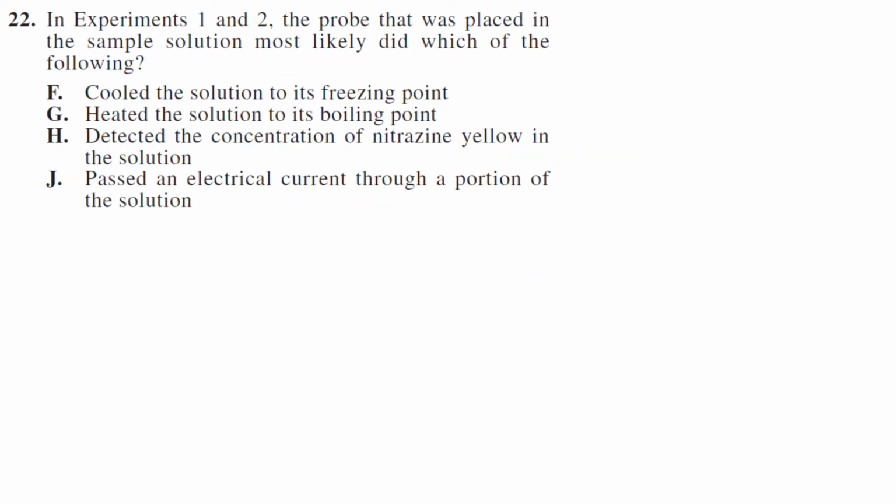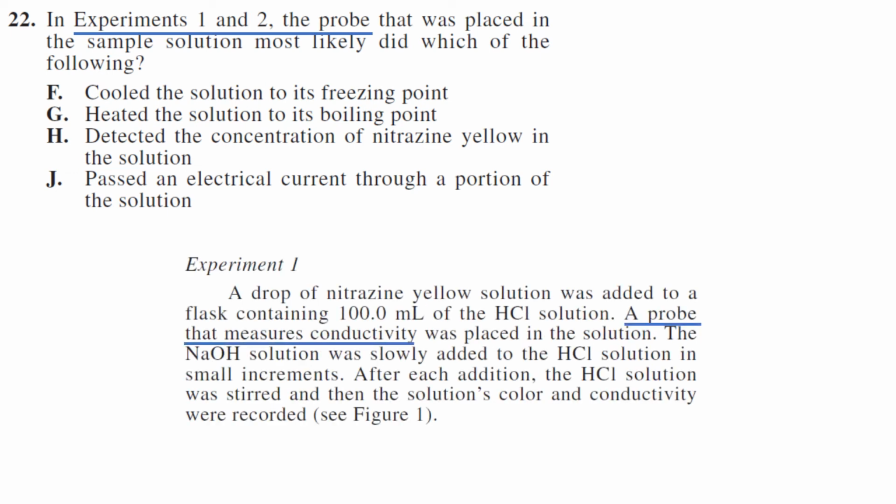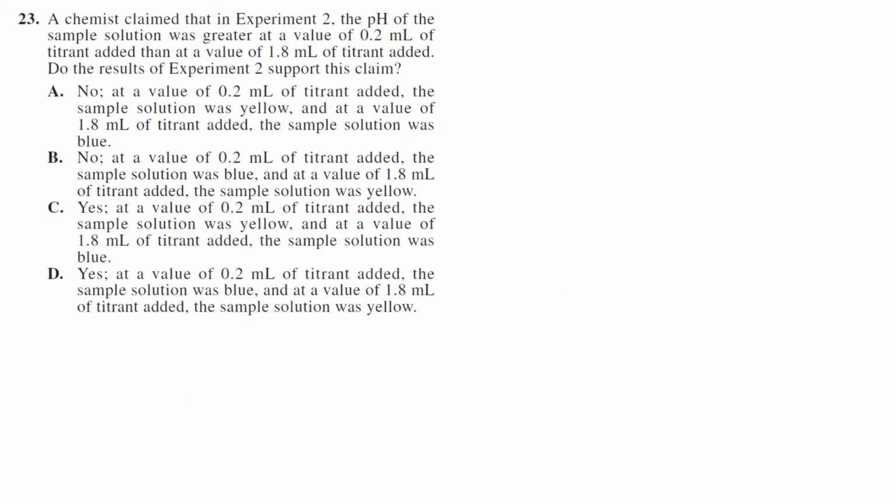In experiments 1 and 2, the probe most likely did what? So it tells us in experiment 1, the probe measures conductivity. And you know conductivity is electrical, so electrical current, choice J. It's a tricky question. You've got to think about it a bit.